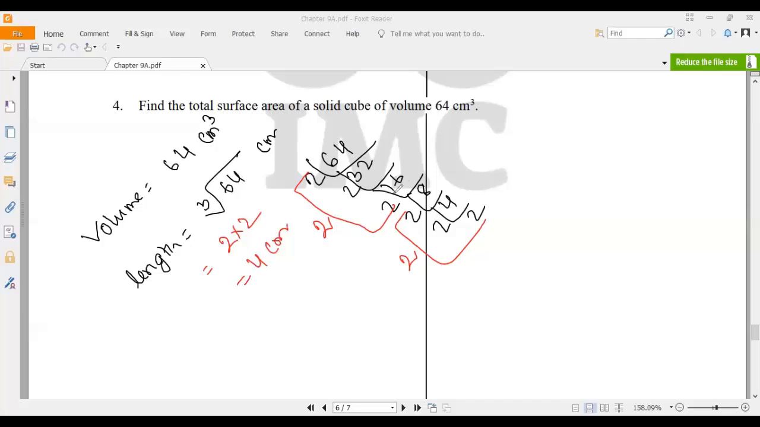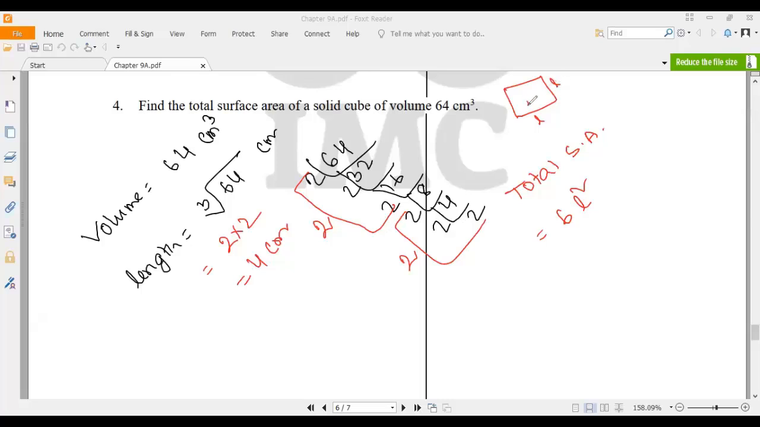Now, how can we find out the total surface area? So total surface area will be 6L square. That means 6 multiplied by length square. So how can we do this one? We know that in a cube, there are squares. How many squares are there? 6 squares. And if for one square the length is L, then what will be the area?